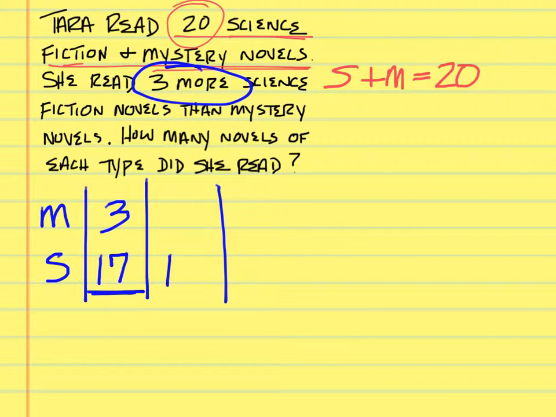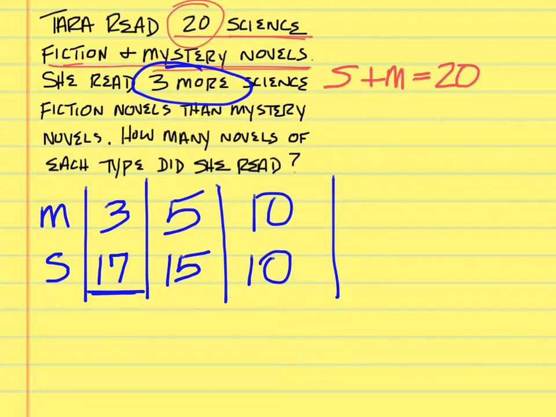What if I chose 15 science fiction? If she read 15 science fiction, then how many mystery novels did she read? She read 5. Does that add up to 20? Now, what's the difference between 15 and 5? 10. The difference is 10. That's not 3, so that's not going to work out. I'll choose another one. What about 10? If she read 10 science fiction, how many would she have to read in mystery to get 20? Is 10 3 more than 10? No.